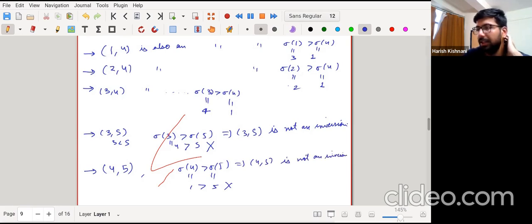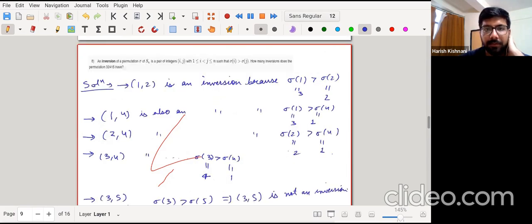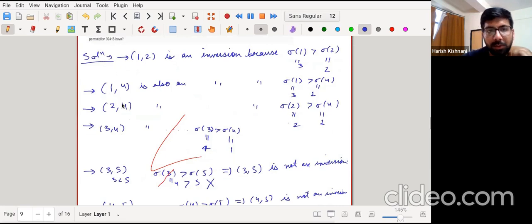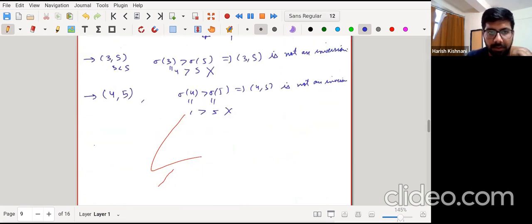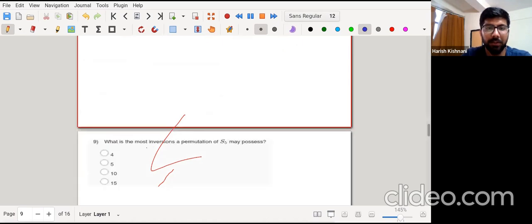How many inversions did you get? 1 2, 1 4, 2 4, and 3 4. So 4 inversions, right? The correct answer is 4. Okay. Let's go to the next question.